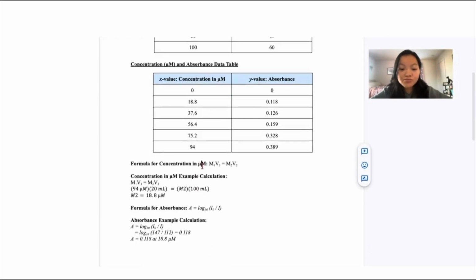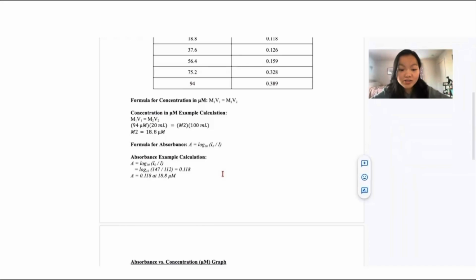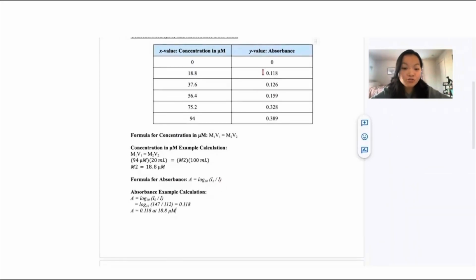The first formula was used for concentration in micromolar, which was determined using the formula M1V1 equals M2V2. And here is an example concentration, which we found that M2 is 18.8 micromolars for when there's 20 milliliters of stock solution in the sample. The formula for absorbance is A equals log base 10 I naught over I. I naught is our initial green value with no stock solution in the sample, which is 147, and then the I is any of the values here that we were determining. An example calculation is that at 18.8 micromolars, the absorbance was found to be approximately 0.118.